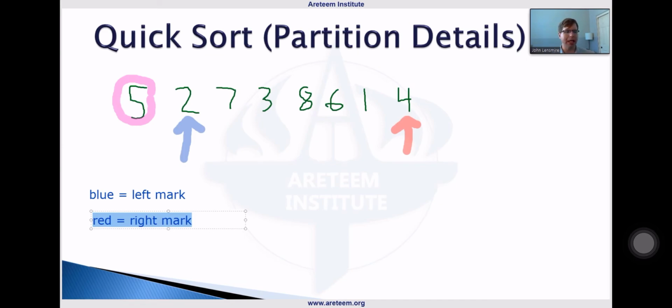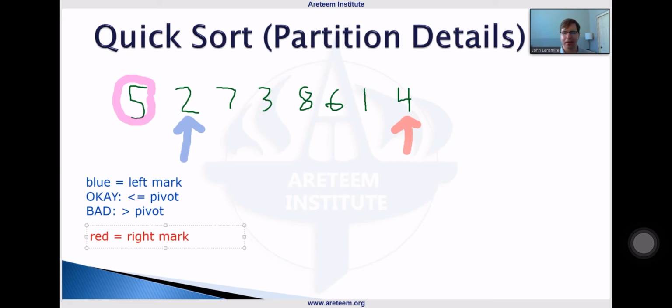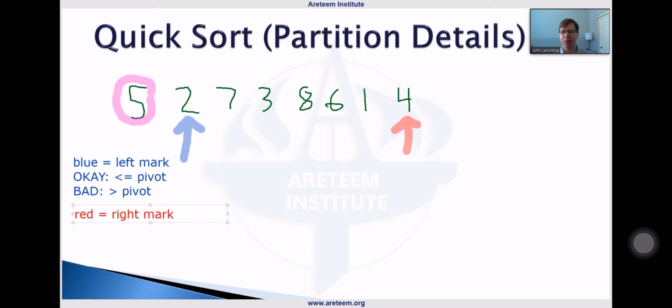And this is done in a loop. So of course, this is our O of n stages here. But we always want to look at what is happening in terms of the two marks. For the blue mark, okay is being less than or equal to the pivot, and bad is being greater than the pivot. For our right mark, of course, this is in reverse. So okay here is being greater than or equal to the pivot value, and bad is being less than the pivot value in this case.